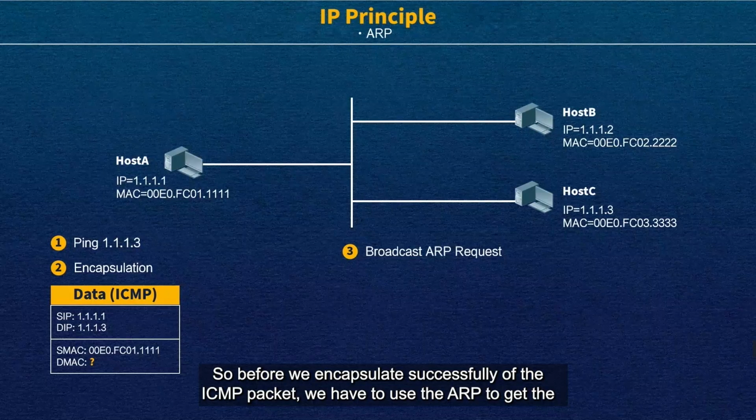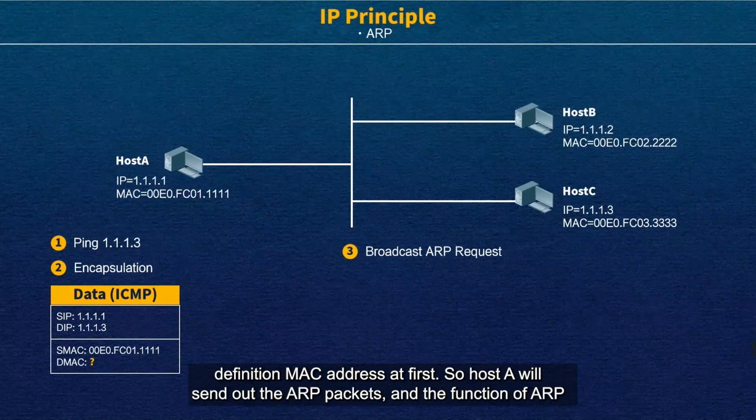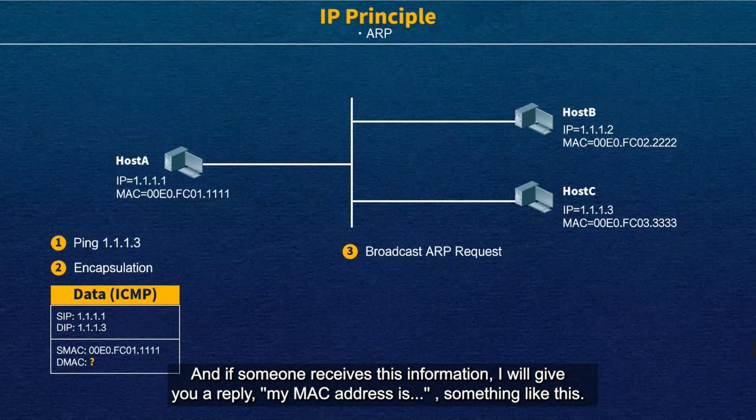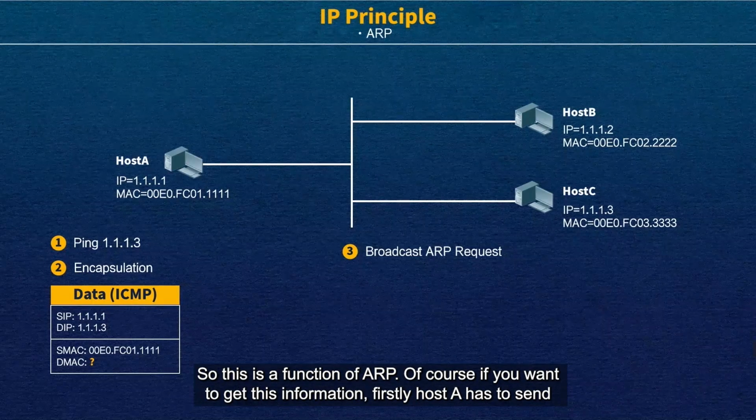So before we encapsulate the ICMP packets successfully, we have to use ARP to get the destination MAC address first. So host A will send out the ARP packets, and the function of ARP is: hello, I want to know the IP address 1.1.1.3. What's the MAC address of this one? And if someone receives this information, I will give you a reply: my MAC address is something like this. So this is the function of ARP.